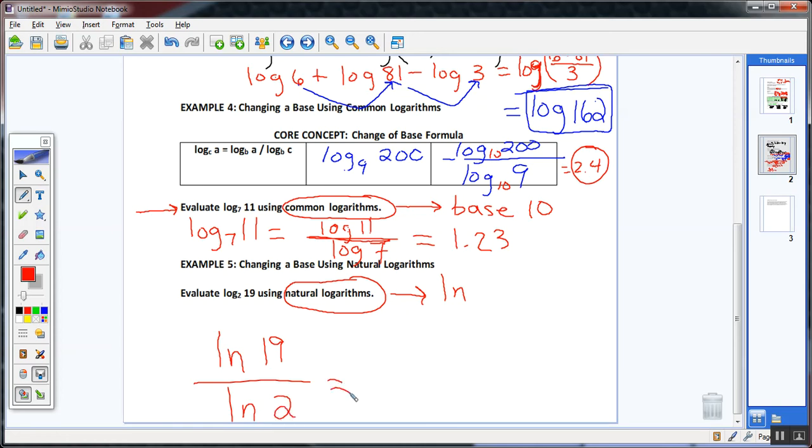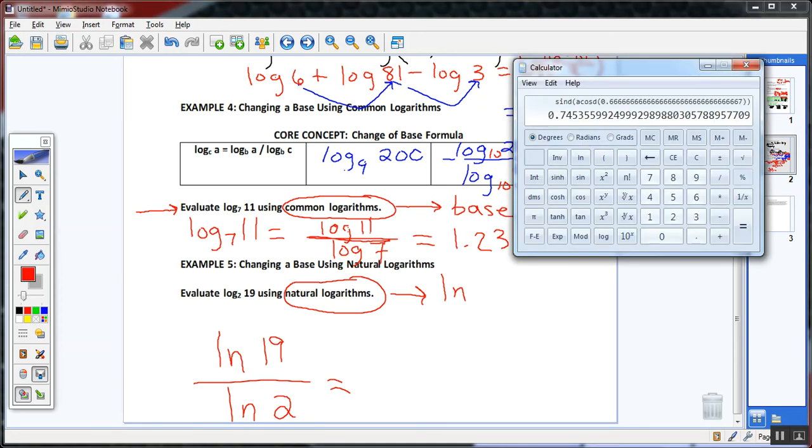See what you get there. I'm going to pull my calculator up here. I'm going to check this. I want to make sure that this is right. That's what I came up with. It's the same if you use what? Yeah, if you use the log button. Okay, I'm getting 4.248. You guys agree?